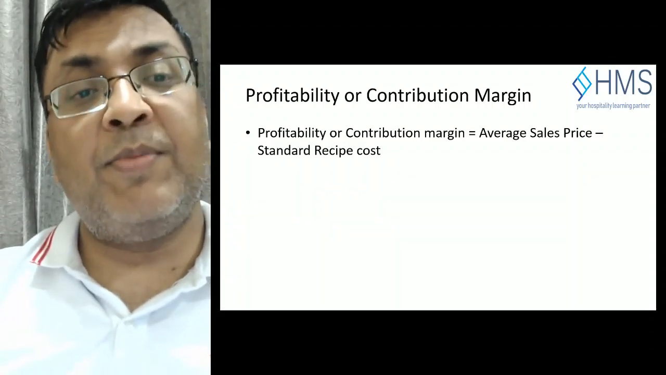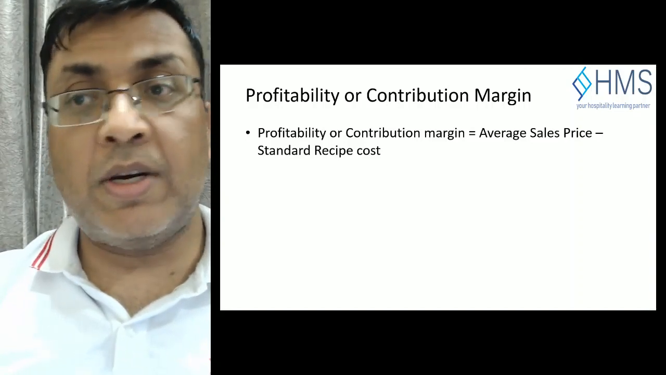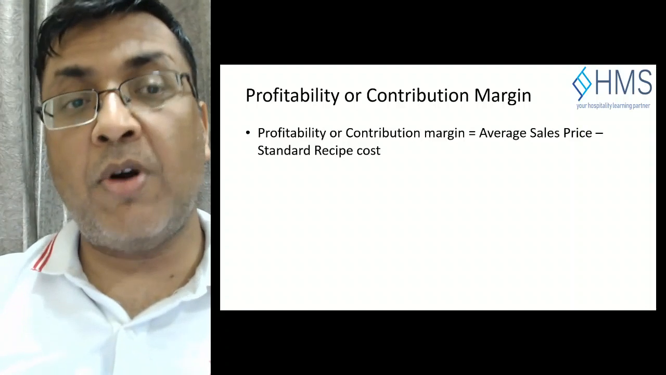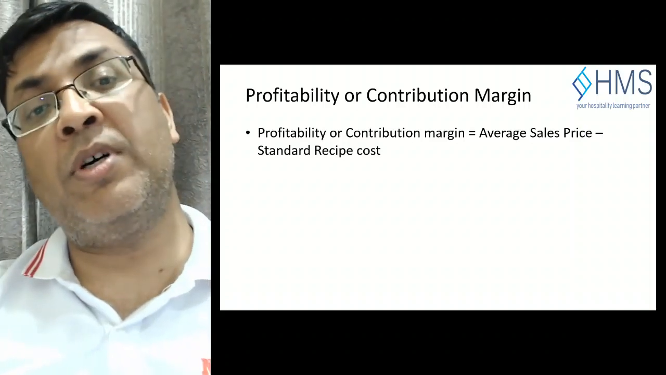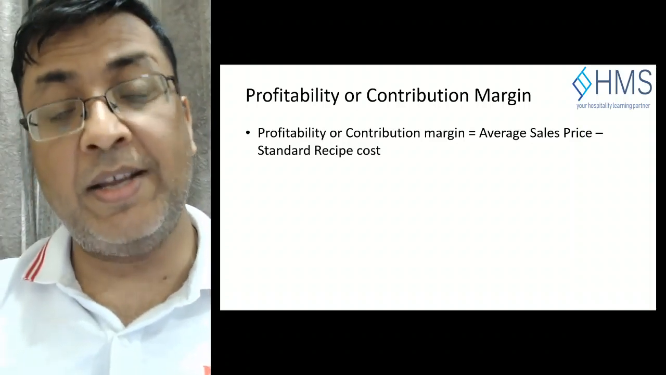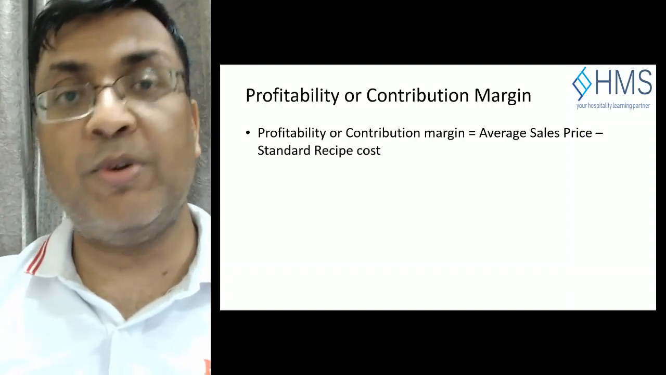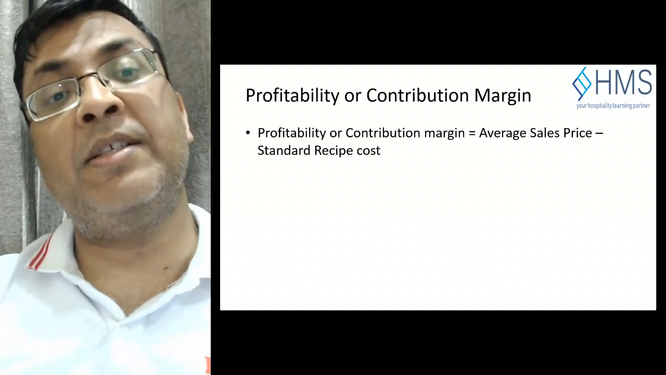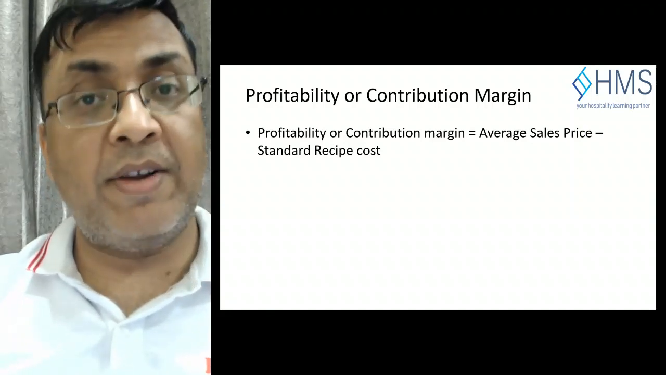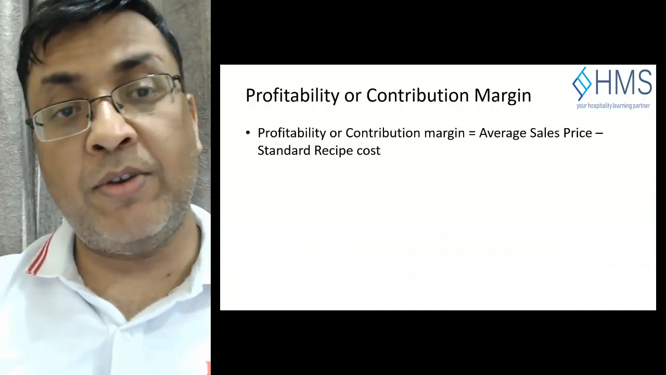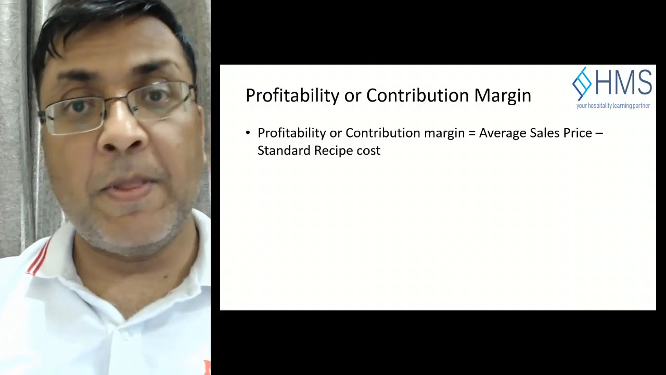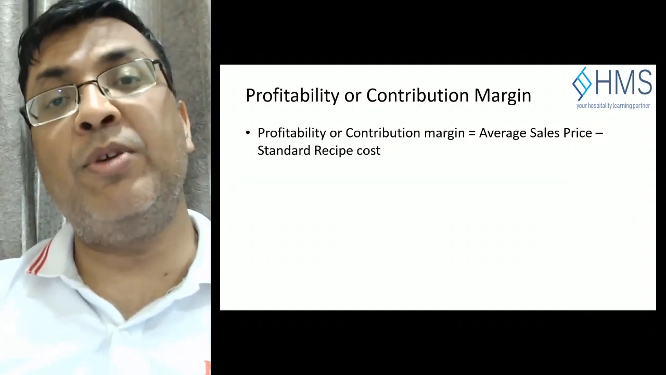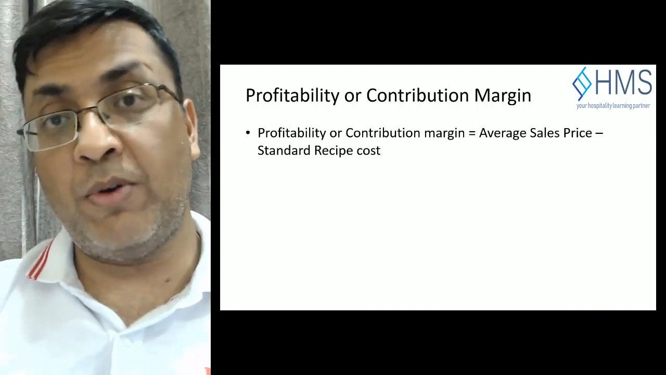And standard recipe cost is being used because usually you cannot calculate the actual cost of food for each particular menu item separately, especially in hospitality, because you are cooking on a combined basis. So what we use is the standard recipe cost. In factories where you are producing the product in a common environment, you would be using a standard cost for that particular product.